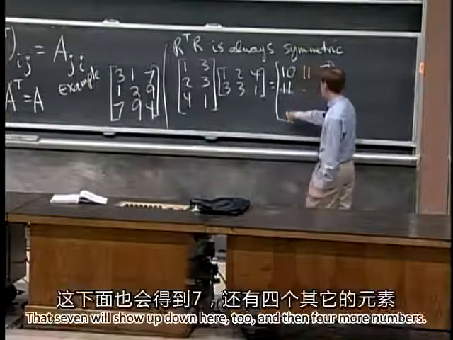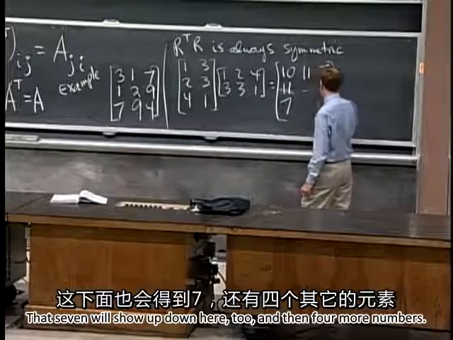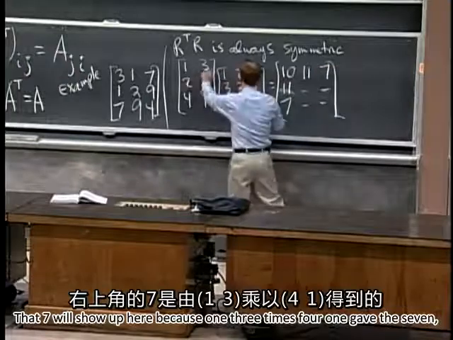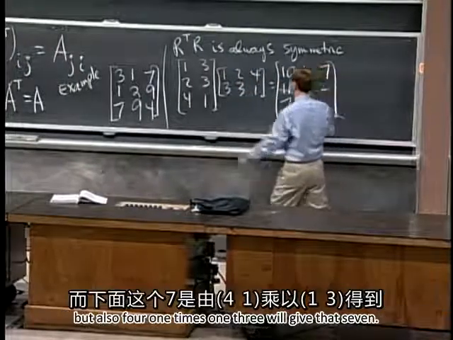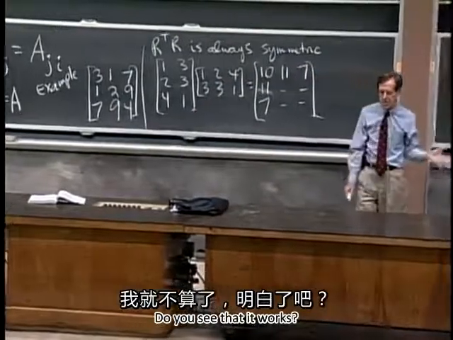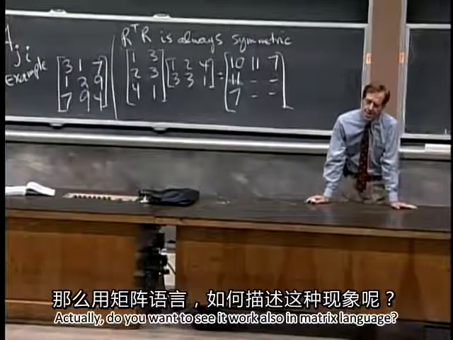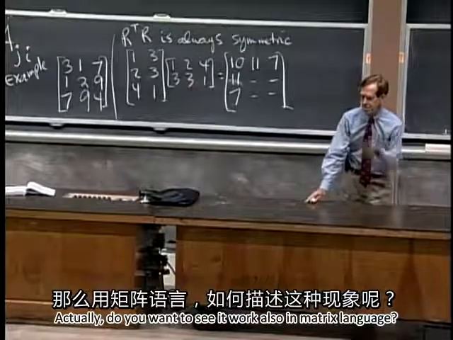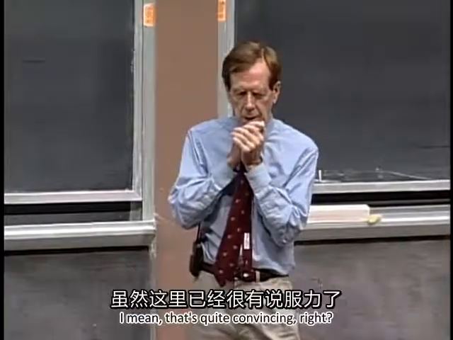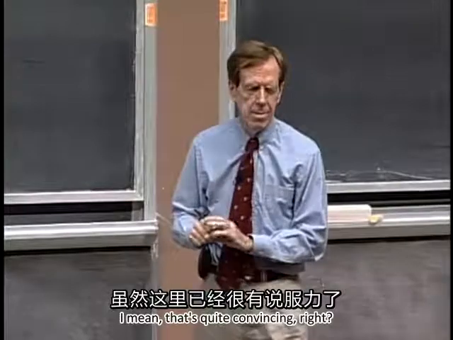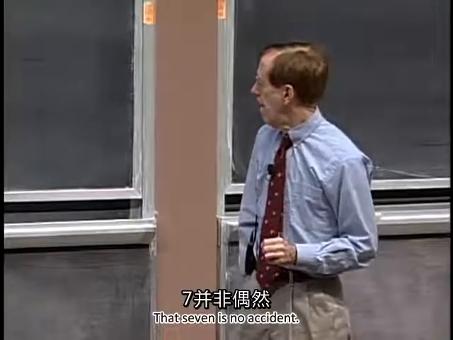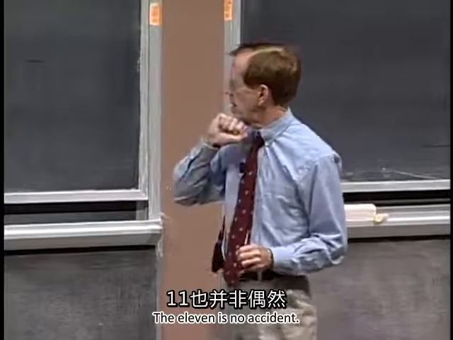I can continue to fill it out. Let's get that 7. That 7 will show up down here too, and then 4 more numbers. That 7 will show up here because 1, 3 times 4, 1 gave the 7, but also 4, 1 times 1, 3 will give that 7. Do you see that it works? Actually, do you want to see it work also in matrix language? I mean, that's quite convincing, right? That 7 is no accident. The 11 is no accident.